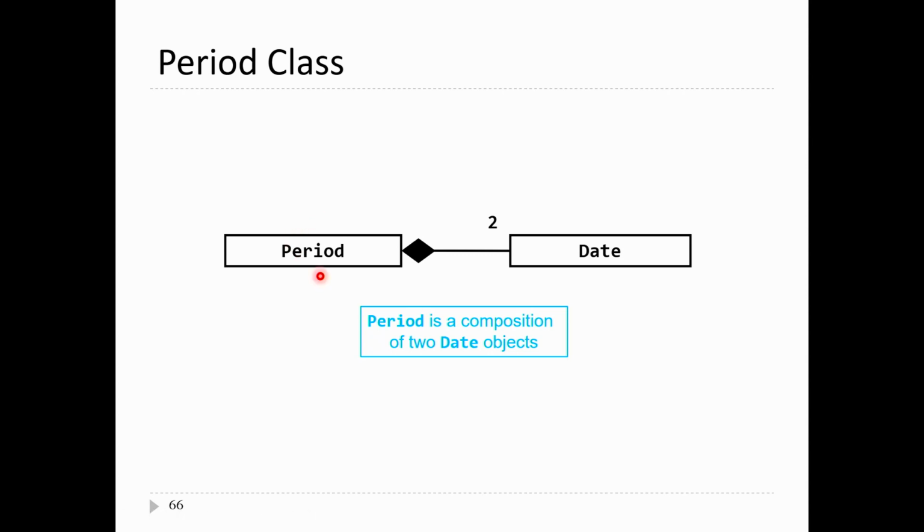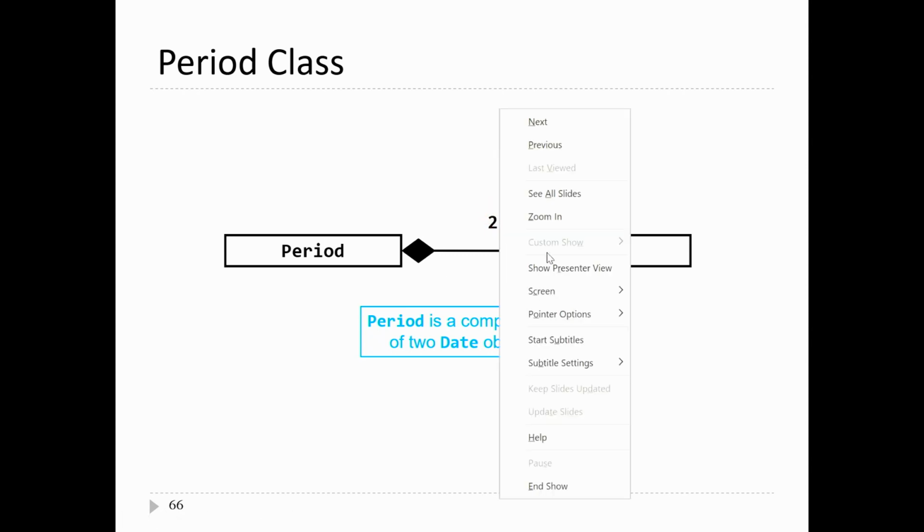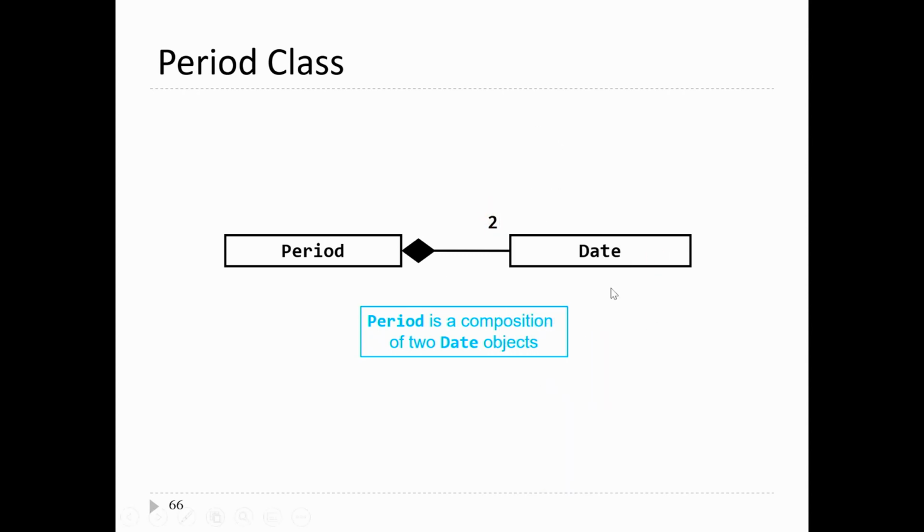And so far we've gotten to the point where we've got our period object is a composition, right? So remember, solid diamond represents a composition of two date objects. Now remember, in a composition, anytime you're doing something with a field that belongs to the period object, where you might either be changing the date, so you might be changing the start time or the end time, or you might be returning the start time or end time, you have to remember that you have to return a copy of the date object.